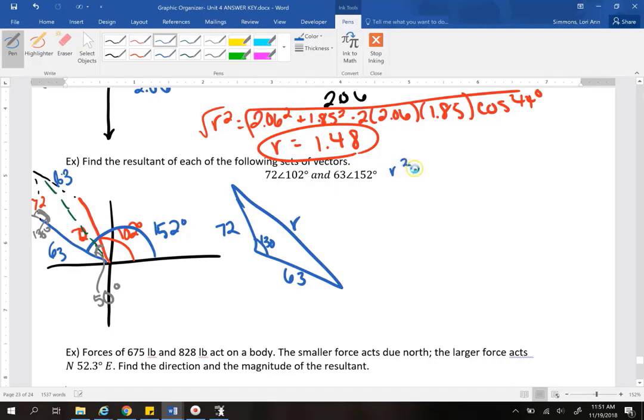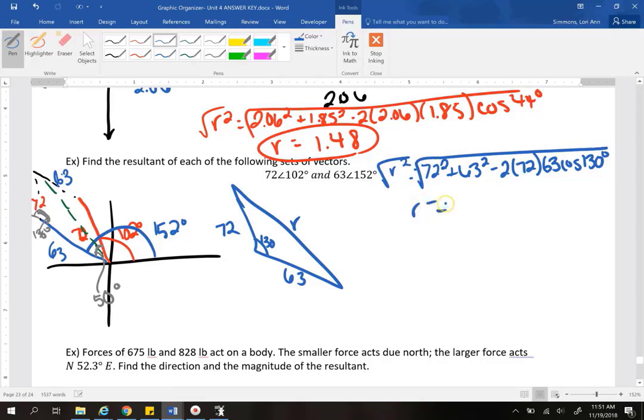So we have R squared equaling 72 squared plus 63 squared minus 2 times 72 times 63 times the cosine of 130 degrees. Take the square root of that. So our R should equal 122.4.